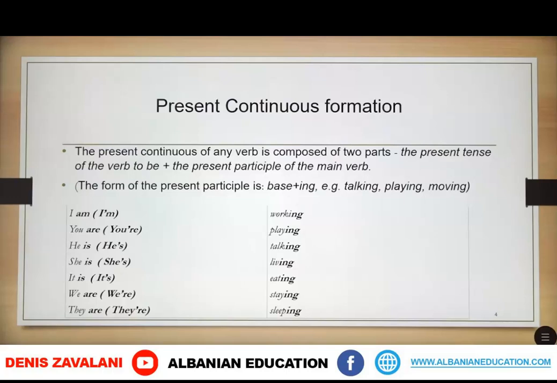We form present continuous with two parts of the verb: the present tense of the verb to be, am, is, are, plus the present participle of the main verb. The form of the present participle is base form plus ing. For example, talking, playing, moving, etc.